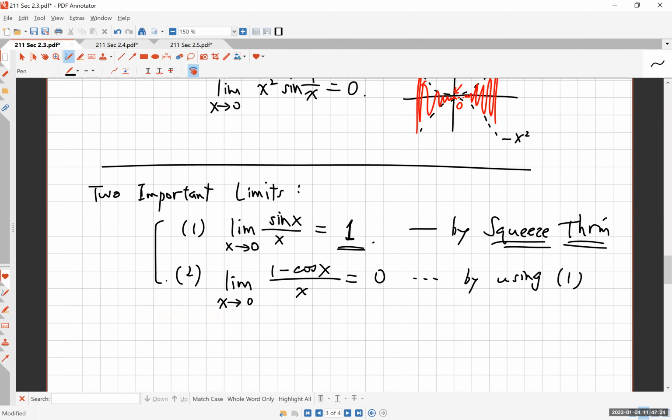And this actually should be good. Now, next, after this extra one, we should go into section 2.4 and study continuity. All right.